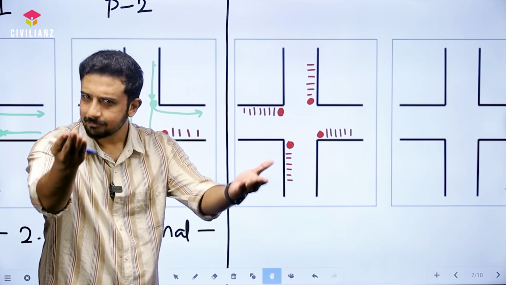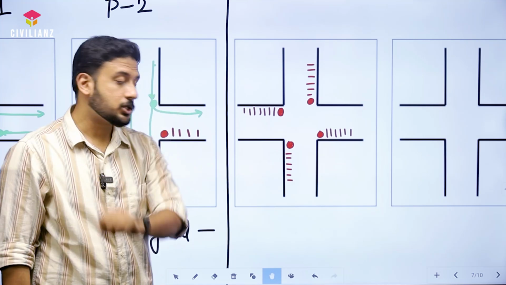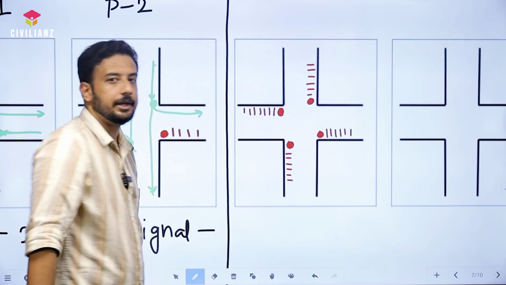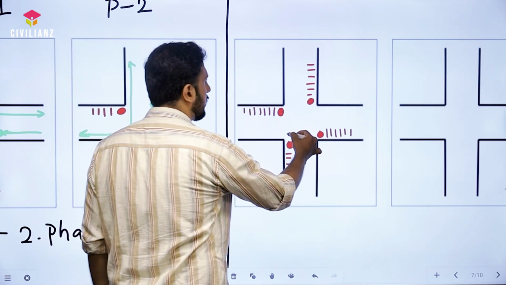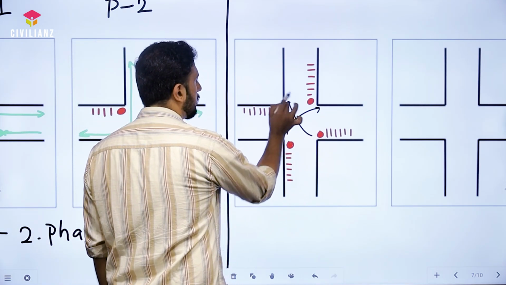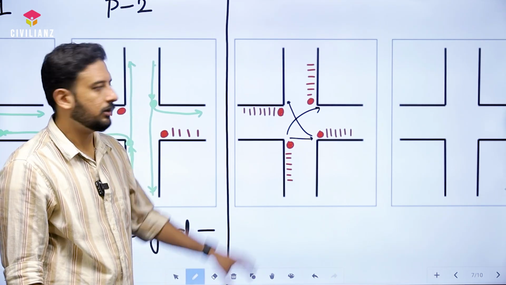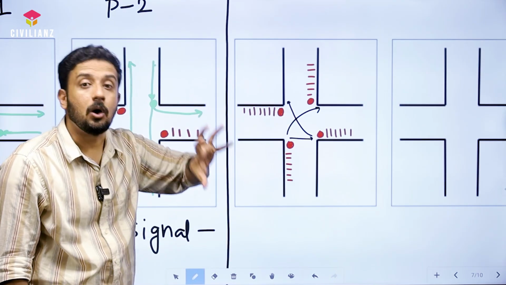What is the purpose? There you go, for pedestrian traffic, exactly. Okay, so for pedestrian traffic, we can keep the signal like this, so that if anyone wants to cross the intersection from here to here, or from here to here, they can easily cross the intersection, right? So this is what we call all-red time.